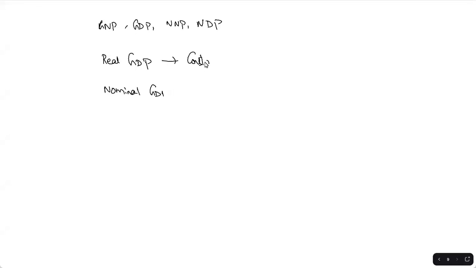So far we have understood the concepts of GNP, GDP, NNP, NDP. So let's try to understand what is a real GDP, then nominal GDP. This is GDP at constant prices, and this is GDP at the current prices. क्या है? Let's understand this thing.